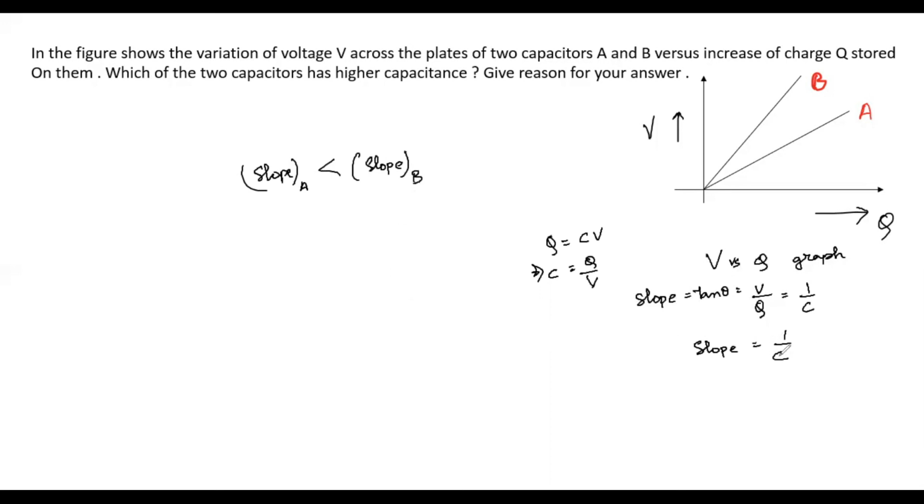Now since the slope is inversely related to the capacitance for such a graph, the capacitance of A will be greater than the capacitance of B. So this is how you can answer for such graphs, whose capacitance will be more and whose capacitance will be less. All you have to see is the slope. For such a V versus Q graph, your slope is nothing but 1 by C. So that will help you compare, even if you want to compare many more capacitors. Alright?